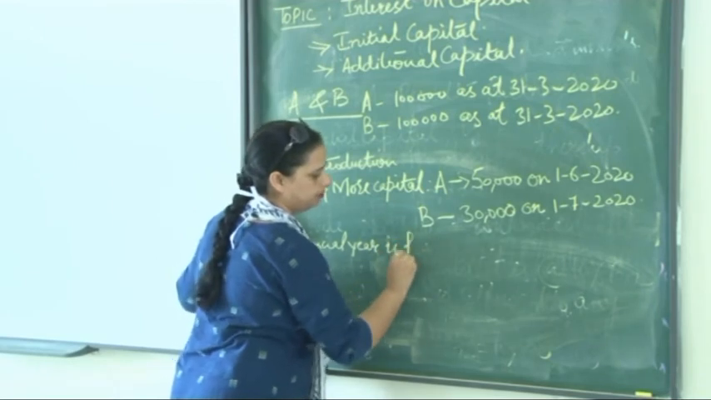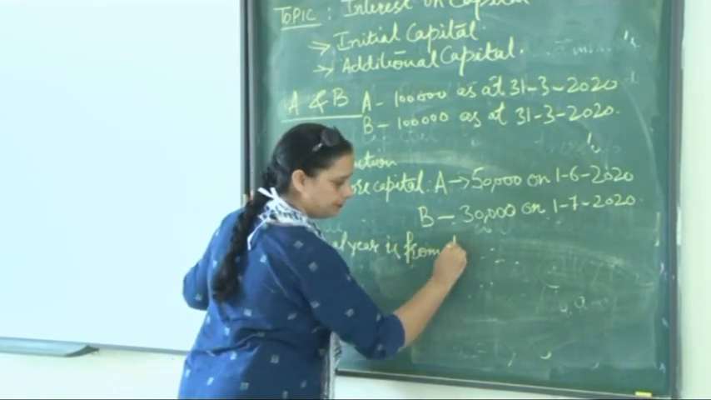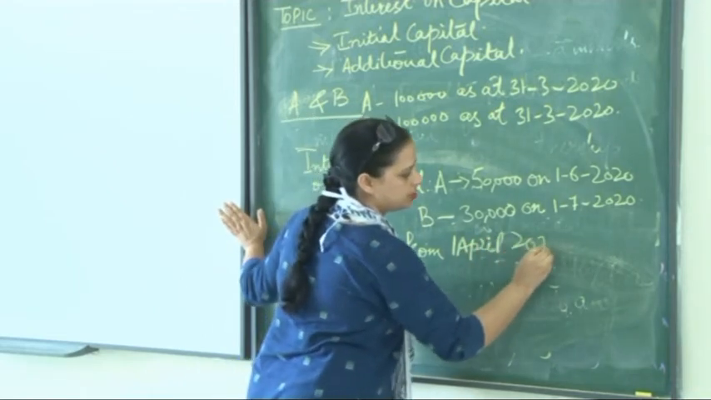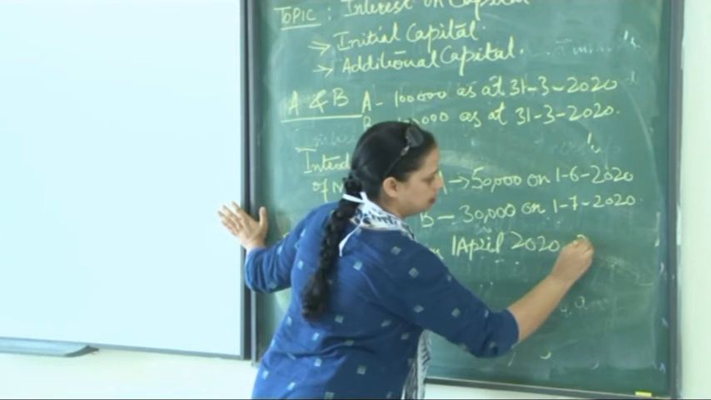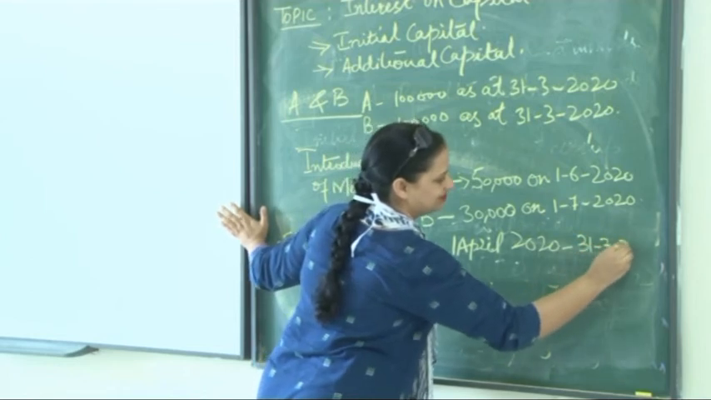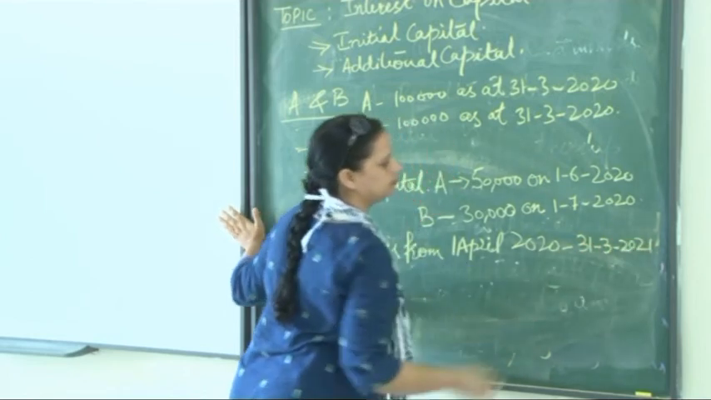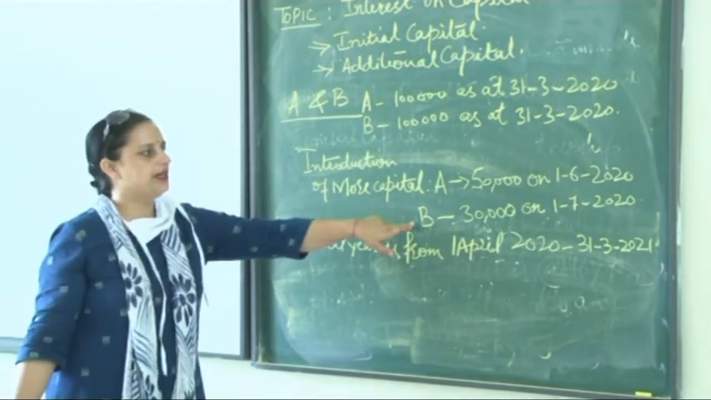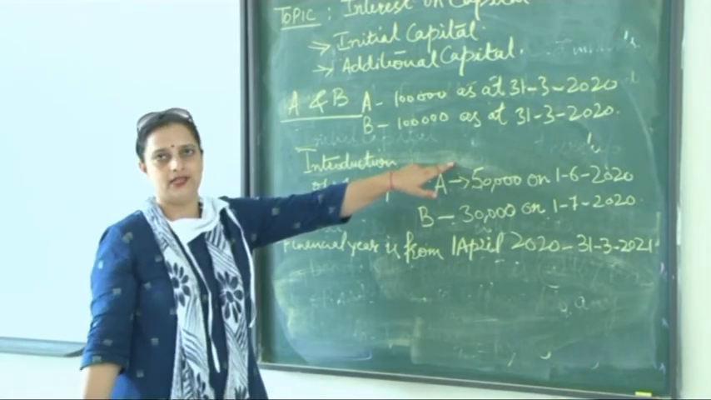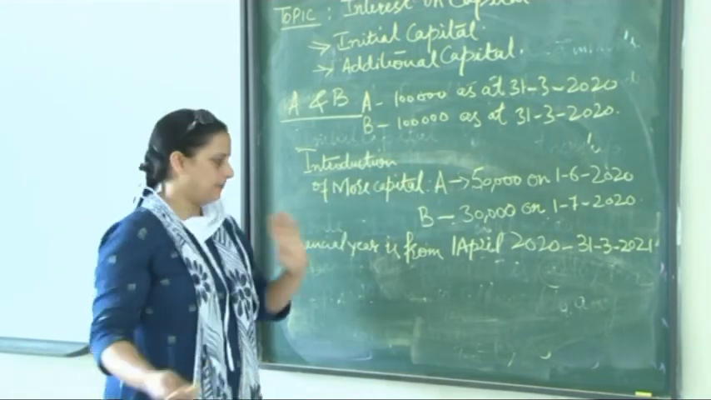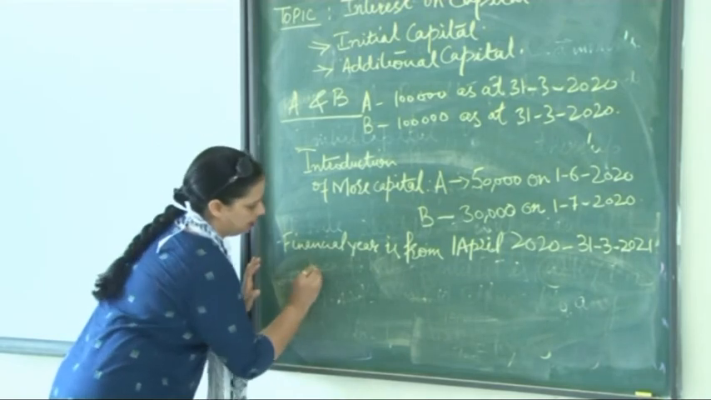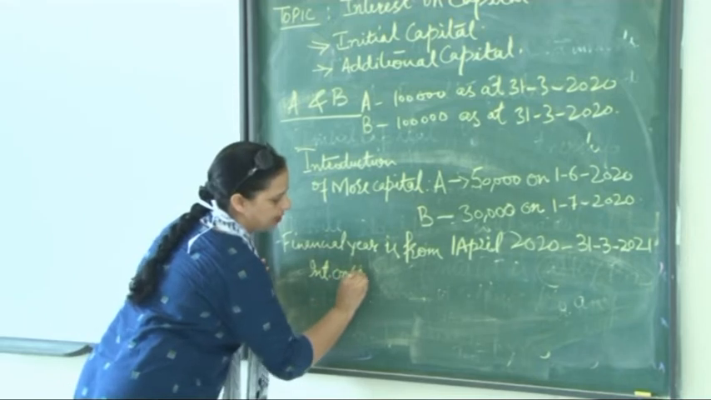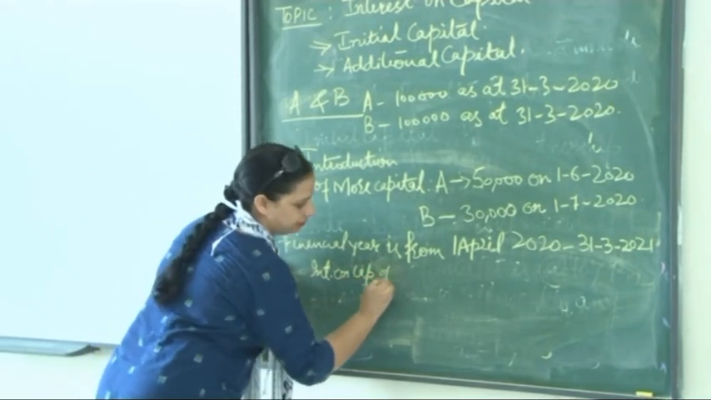is from 1st April 2020 to 31st March 2021, right? So if we have to calculate the interest on capital on their additional capitals as well as their initial capitals, we can calculate this way. First of all, interest on capital of A.